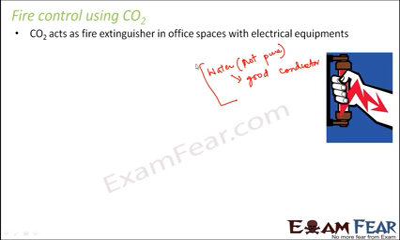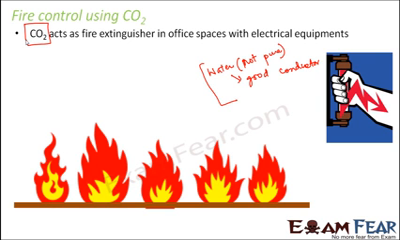Therefore, water is not at all a good choice to be used as a fire extinguisher in fires involving electrical equipment. So which is the alternative choice? The alternative choice is carbon dioxide. Now what is special about carbon dioxide that it can control fire? Carbon dioxide cannot act as a cooling agent, but it can do something else. What carbon dioxide actually does is act as a blanket over the substance which has caught fire.